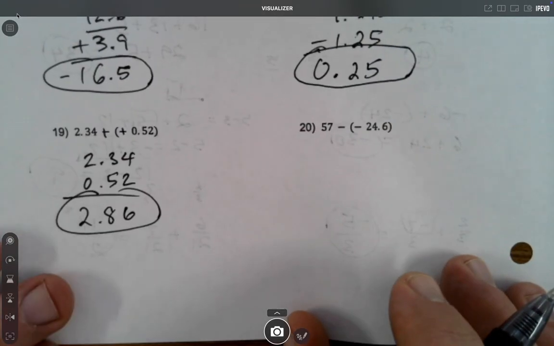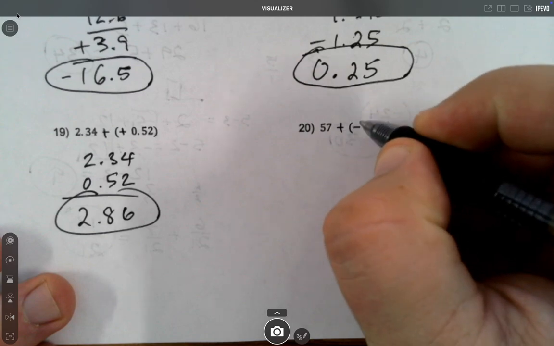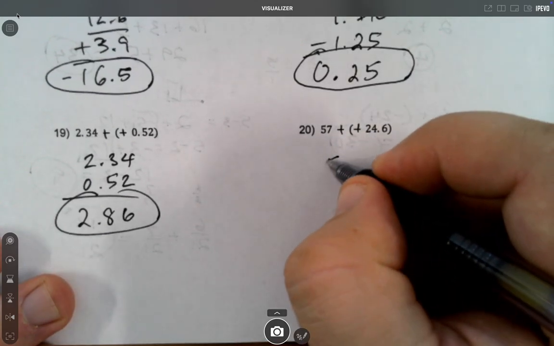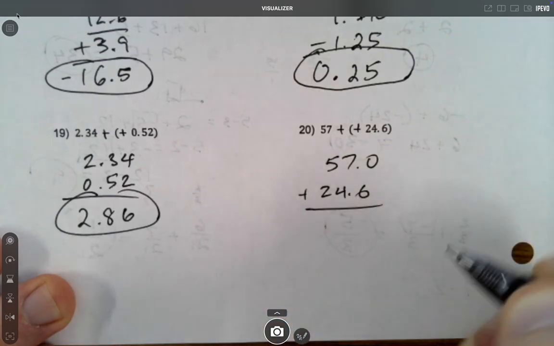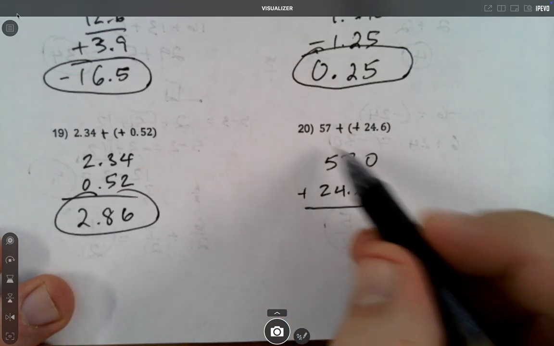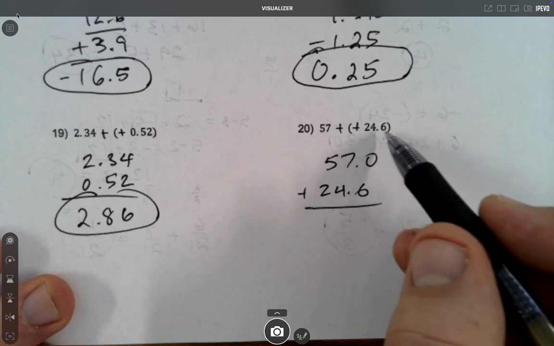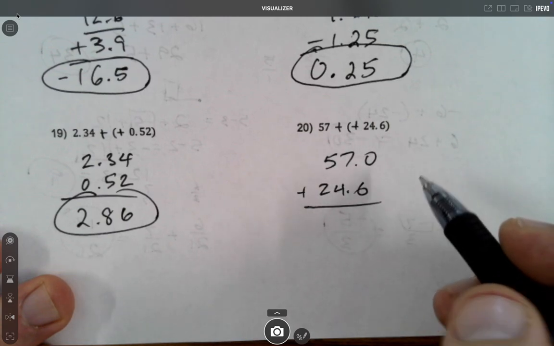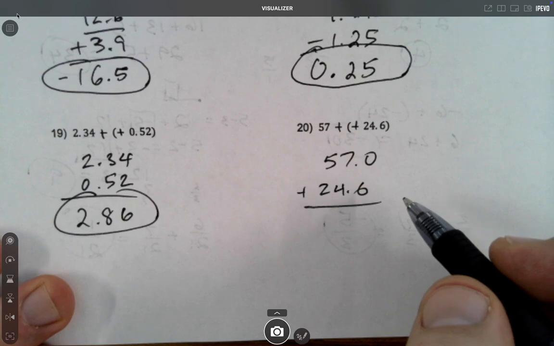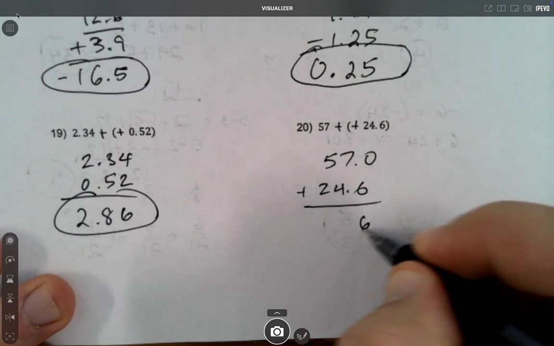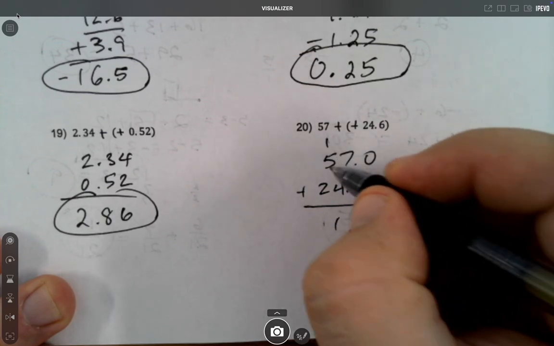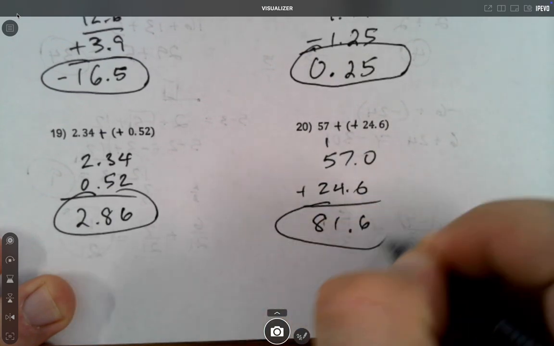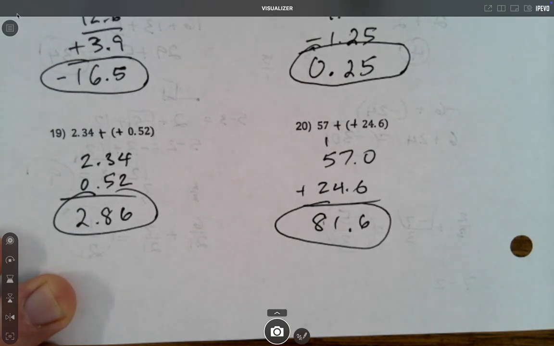On 20, we also do keep, change, change. So these are also being added together, and they're the same sign, so we'll just add them and keep their sign. I added a 0.0 to the 57, so it matched the 1 decimal place of 24.6. 0 plus 6 is 6. 7 plus 4 is 11. We carry the 1. 1 plus 5 plus 2 is 8. And since our question was all positive numbers, our answer will also be positive.